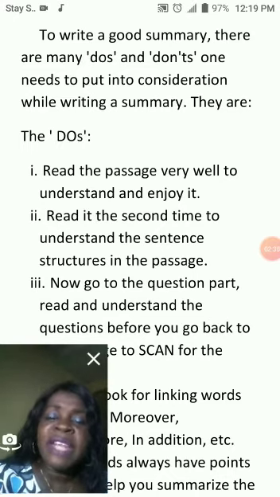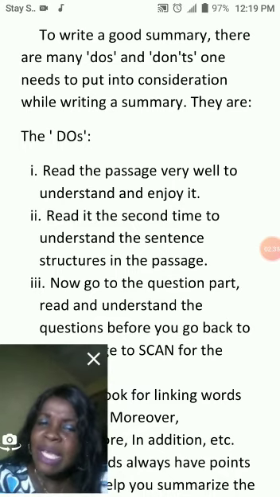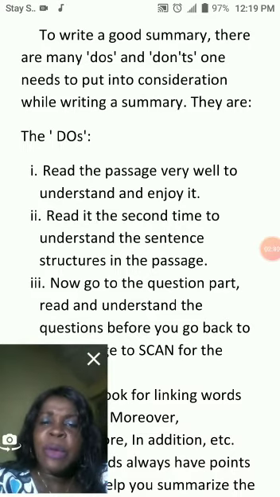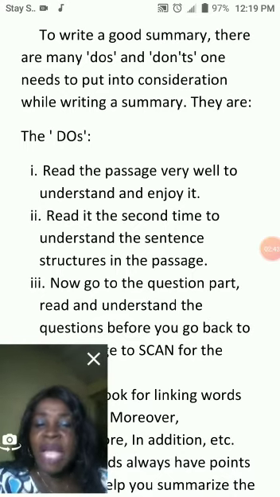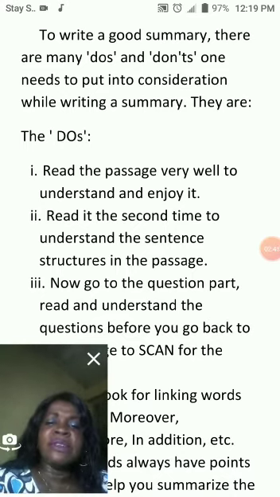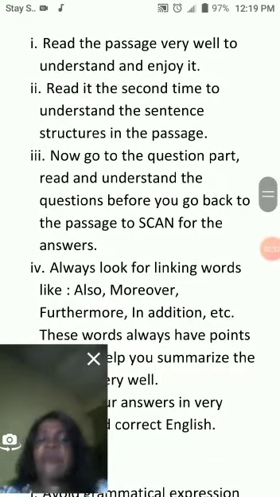Number two, read it the second time to understand the sentence structures. So when you have read the first time, you need to read it the second time. In this second reading, try to see how sentences are connected to each other, how paragraphs are connected to each other, and the points that are discussed in various paragraphs. After you have done that, number three, you go to the question part. Read and understand the questions before you go back to the passage to scan for the answers.